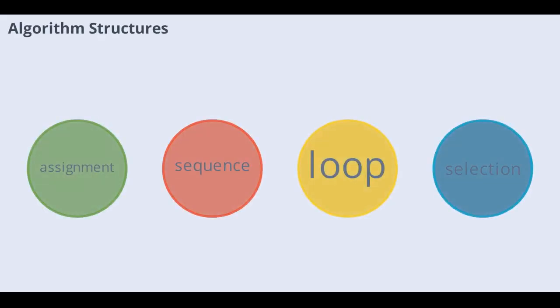At their core, algorithms are built from a few basic structures: assignment, setting a value; sequence, doing things in order; loops, repeating actions while a condition holds; and selection, choosing actions based on conditions. These simple building blocks can create incredibly complex solutions, much like how a few chemical elements combine to form millions of molecules.